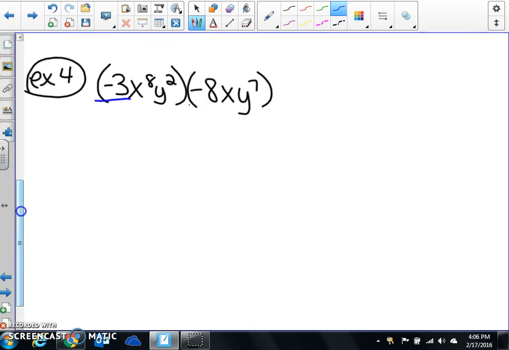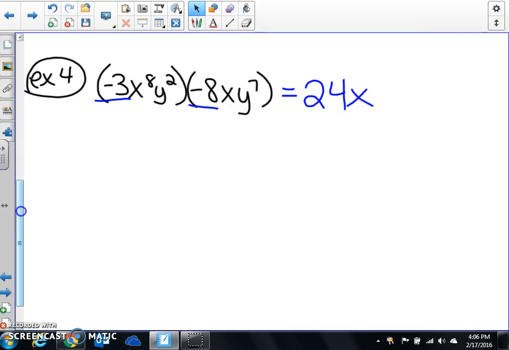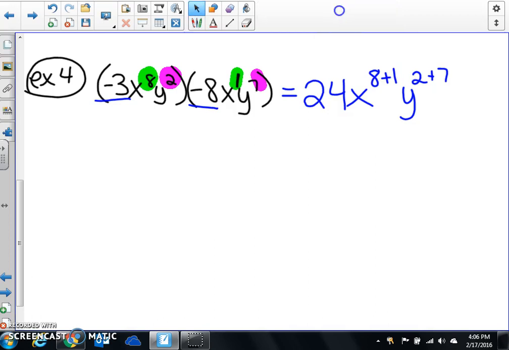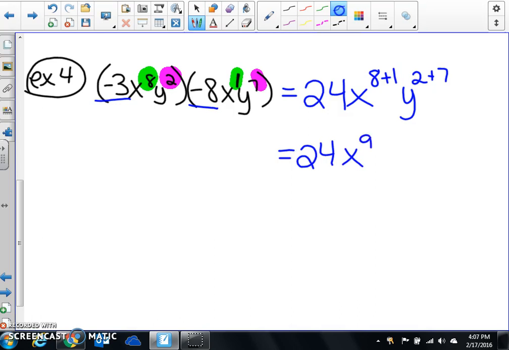-3 times -8 is a positive 24. And then x's, I'm going to put my x's together. Now make sure you're careful. If it just has an x like right here, you need to put that 1. Do not forget it. So this is x, 8 plus 1. And then my y's, 2 plus 7. Okay, so be careful. Your x's we're putting together, and the y's are separate. Now we simplify. 8 plus 1 is 9. 2 plus 7 is 9.